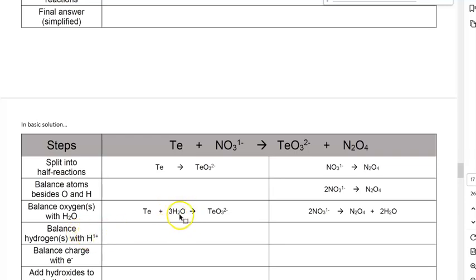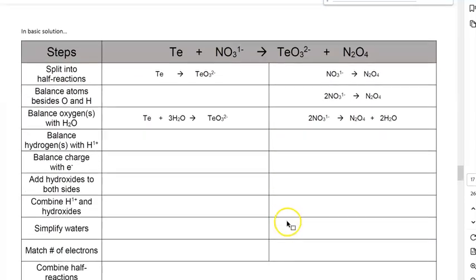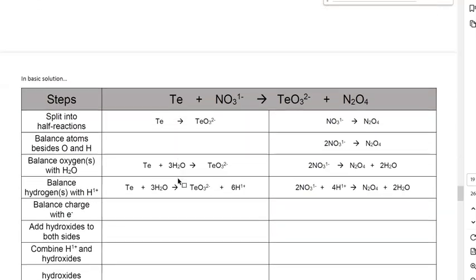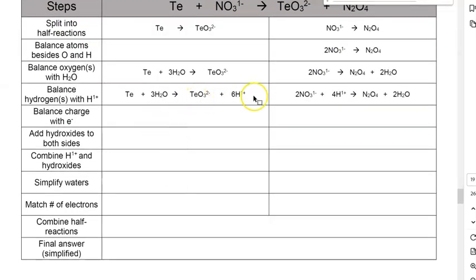Next step is to balance hydrogens with H+. I have 6 hydrogens on this half reaction, so I'm going to have to offset them with 6 H+, and I have 4 hydrogens on this side, so I'm going to offset that with 4 hydrogens. So this is what that looks like. Oops, wrong step. Let me go down one. Sorry. Here we are. This is the right step. That was a repeat step. So I have 6 hydrogens here, 6 hydrogens on this side. So 1 Te, 1 Te, 3 O's, 3 O's, 6 hydrogens, 3 times 2, 6 hydrogens. Over here, 2 N's, 2 N's, 6 oxygens, 2 times 3, 6 oxygens, 4 hydrogens, 2 times 2, 4 hydrogens.